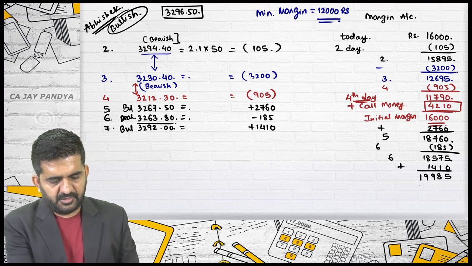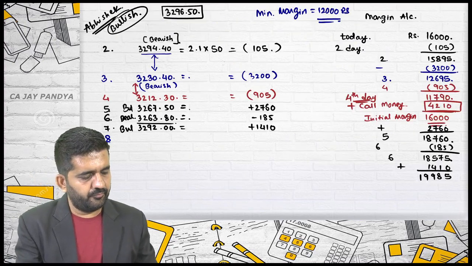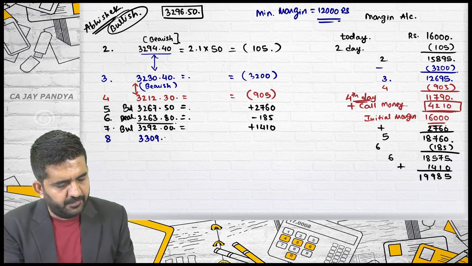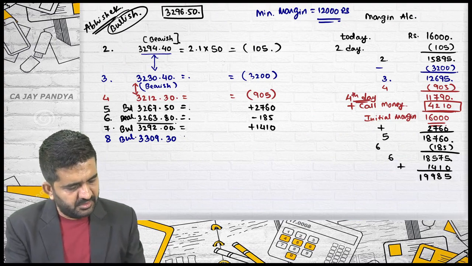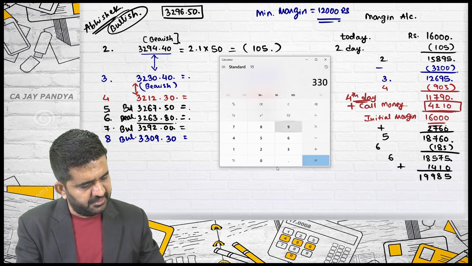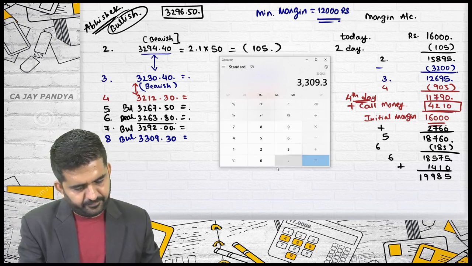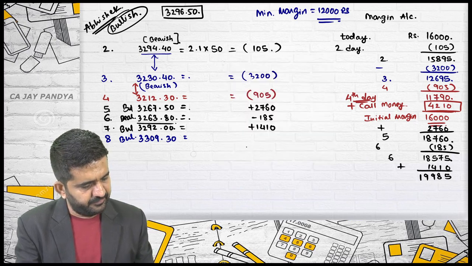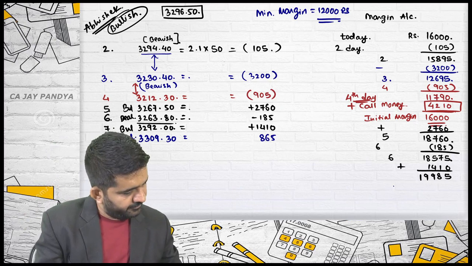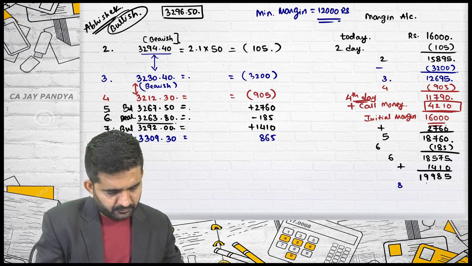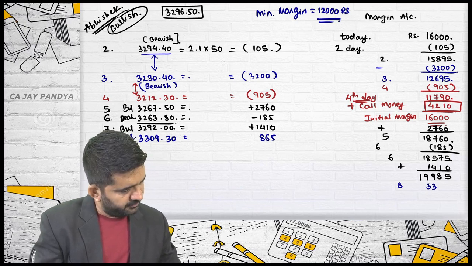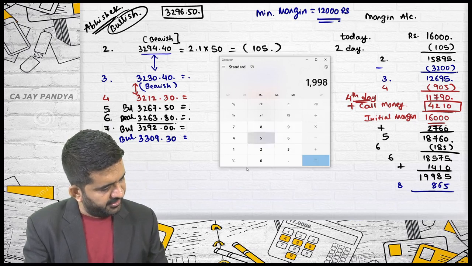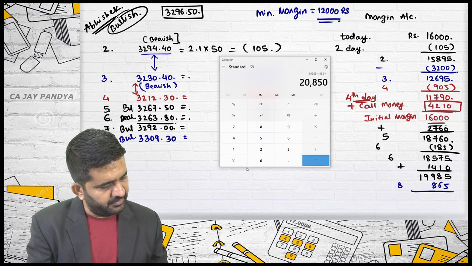Eighth day. Let me change the color. 3309.30. Market is bullish. I'll be getting money. The difference between these two: 3309.3 minus 3292, multiplied by 50, is 865. It will be added on this eighth day. 19,985 plus 865 is 20,850.